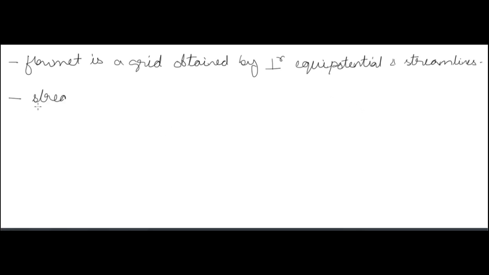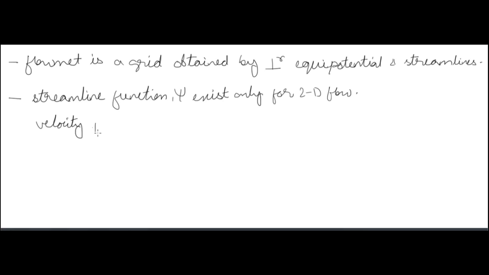Now a flow net is the grid obtained by perpendicular equipotential lines and streamlines. We were saying that these two lines, the equipotential line and streamline functions, are perpendicular to each other. So when they are perpendicular to each other, they make a net. Okay, that is known as a flow net. It's a grid made by the perpendicular streamlines and velocity potential lines.